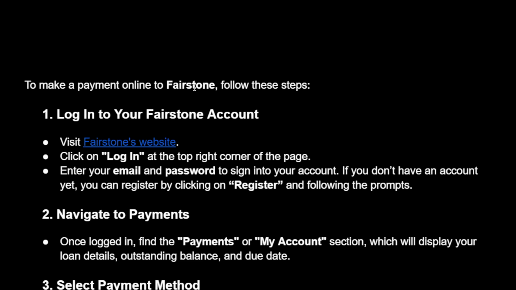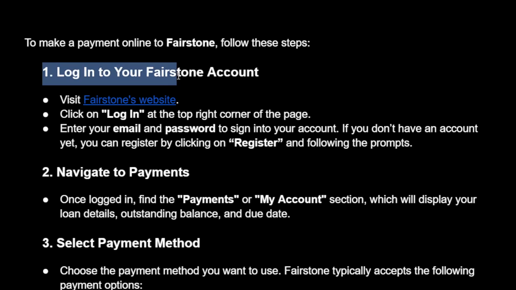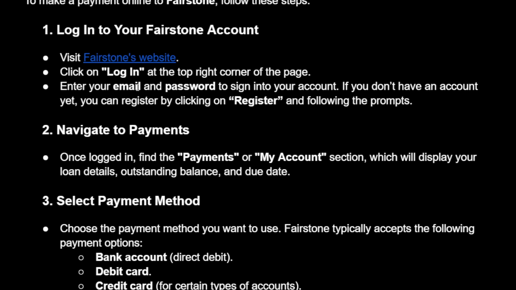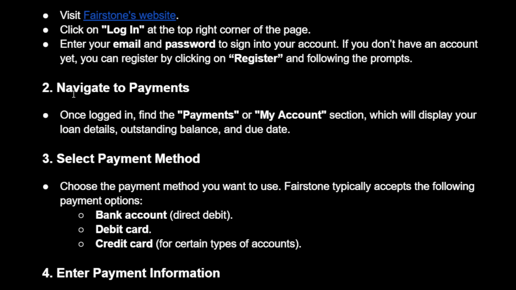How to make a Fairstone payment online. So here's how we do it, a step-by-step guide. First, we will need to log into our Fairstone account. You can just go search for Fairstone and log in the top right corner of the page. Then you enter your email and password and just proceed with the login process.